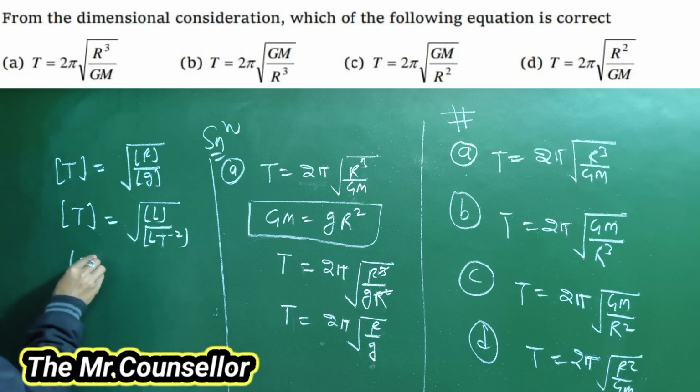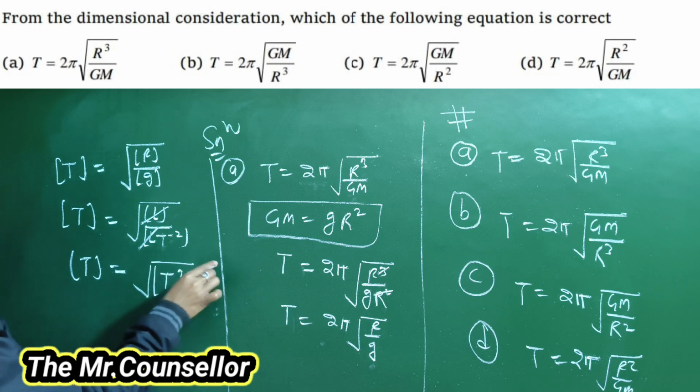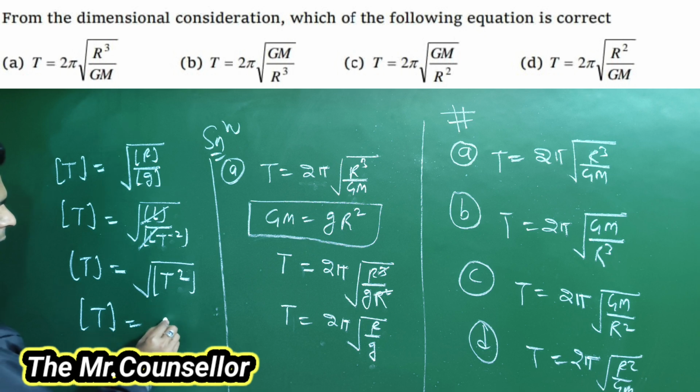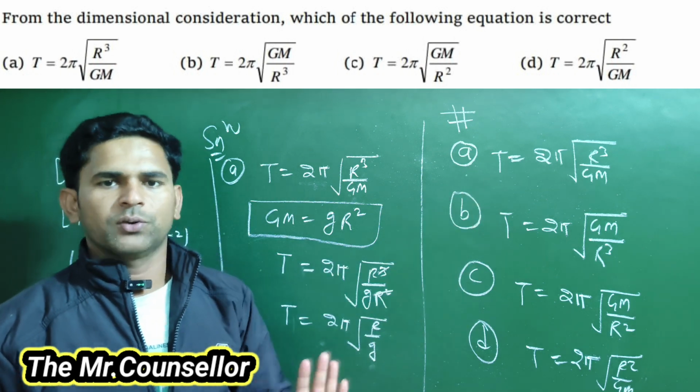So now T is equal to, here L will cancel. So T minus 2 will come upside, so it will be T square. So the square will cancel with that root. So what you will get, T is equal to, here you will get T also. It means the left hand side is equal to the right hand side. So option A is the correct answer of this question.